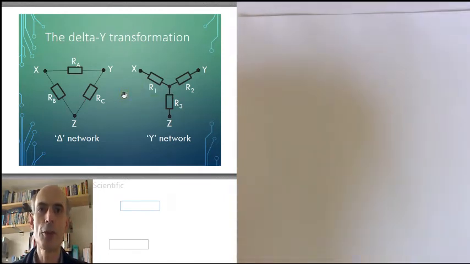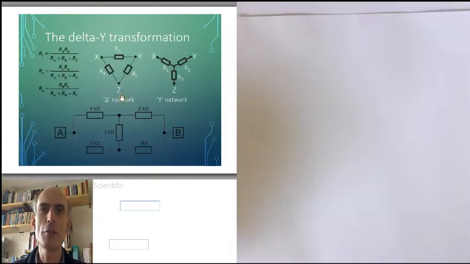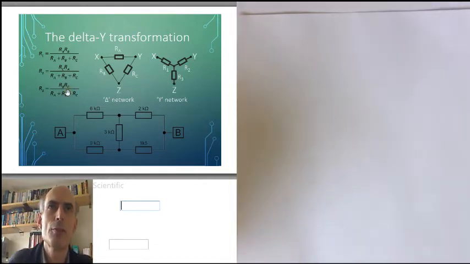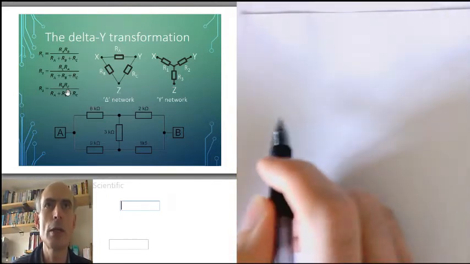The equations that you need, and I won't go through the derivation of them here, that's beyond the syllabus of this module, do have a look up if you're interested. The important thing is to recognise that this transformation exists and we can use it. And you can go from a delta network like this to a Y network like this using these transformation equations. So, let's have a look at these values and see what we can do here.